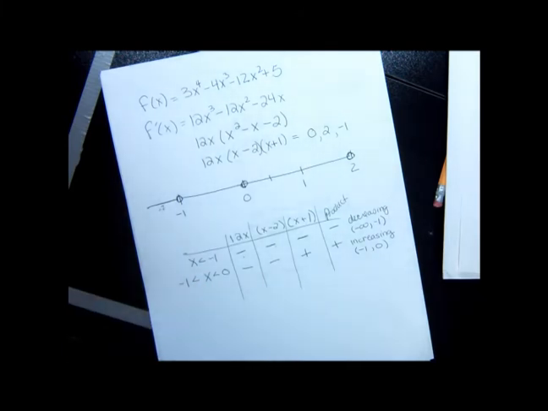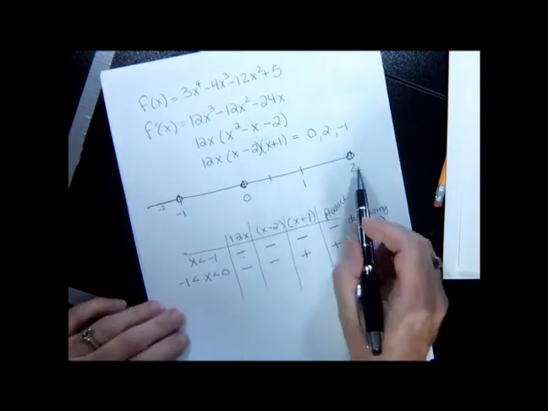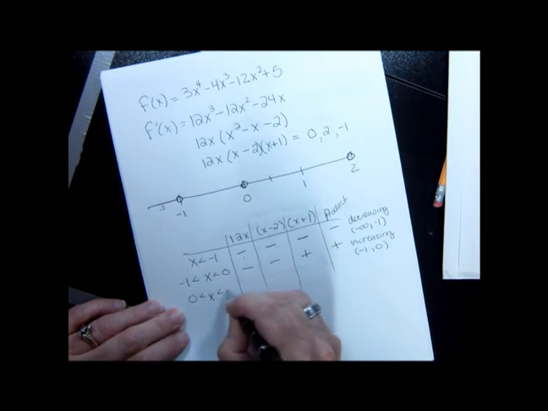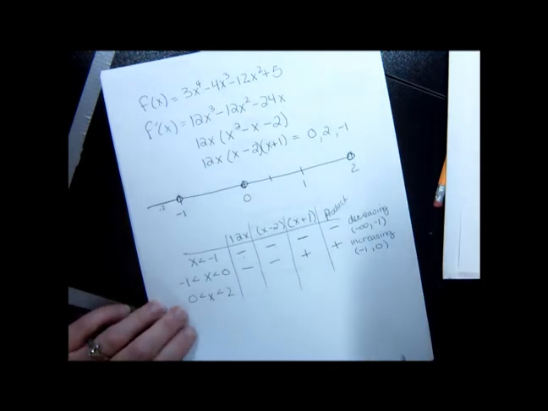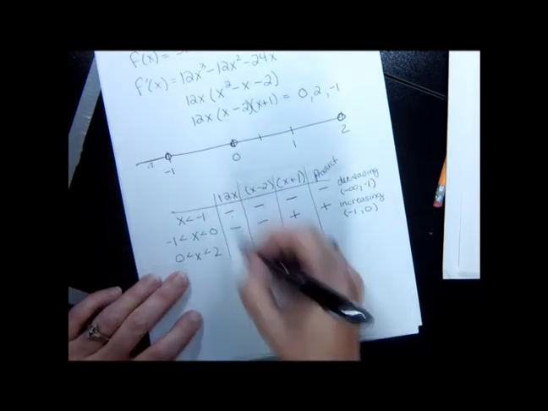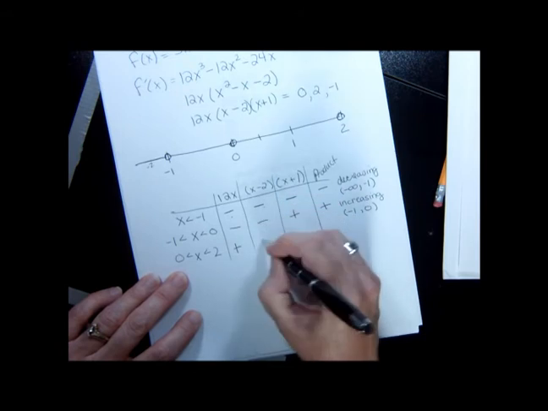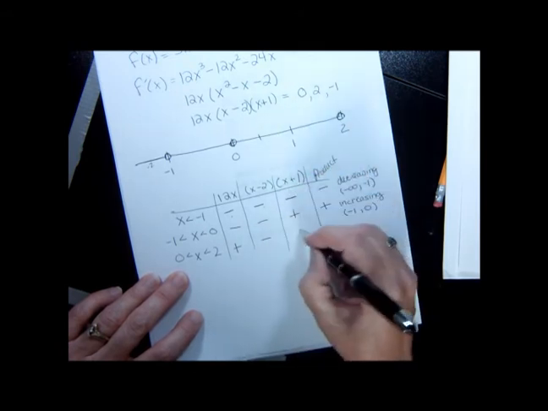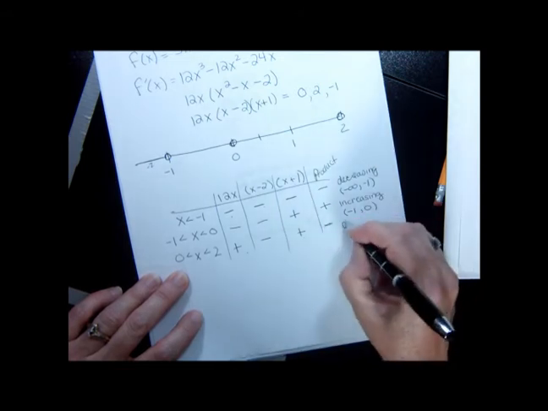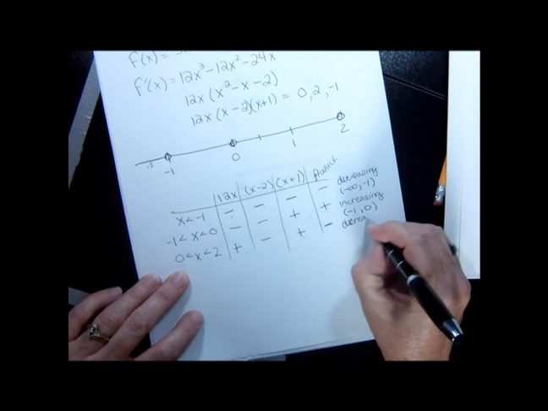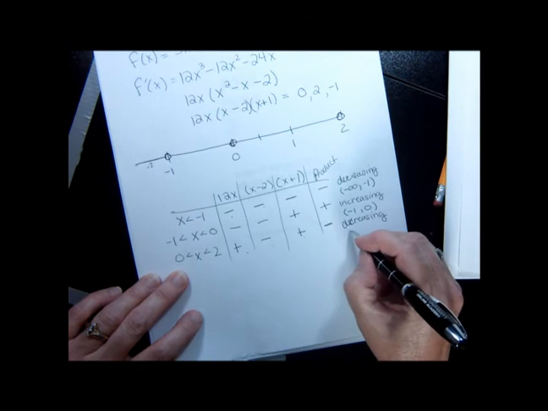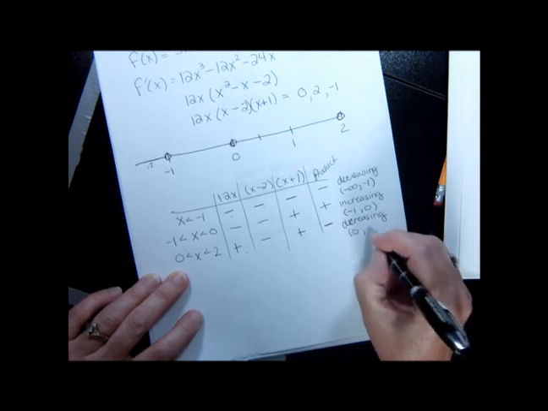My next interval in question is between 0 and 2, so I have greater than 0, less than 2. Again, I just care about the signs. So I'm going to pick the number 1. This will be positive, this will be negative, and this will be positive. Multiply these together and I get a negative, and it looks like I'm decreasing. Now, it's not always going to alternate, so do not fall into that trap, as you will see.